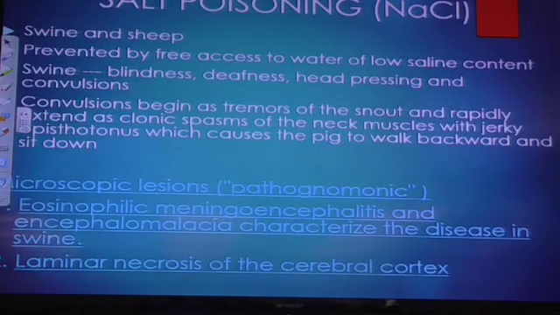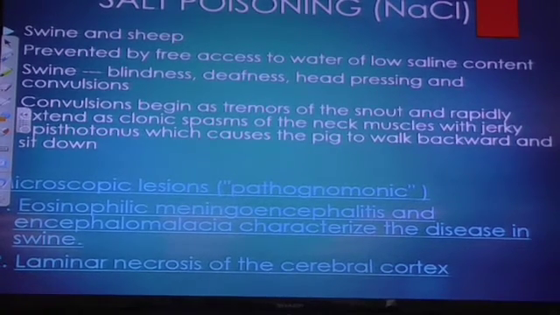So also in salt poisoning, that's the third one. We see that in sheep and goats and also in pigs. And the cause is when they're prevented from having free access to water of low salt content.